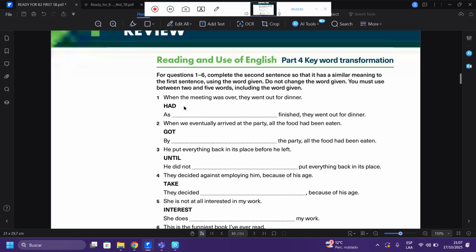So I'm going to help you with the first one. As soon as the meeting had finished, they went out for dinner. That is the answer. As soon as the meeting had finished, in the past perfect, they went out for dinner. Can you see? I think it was a little bit difficult for being the first time for you.